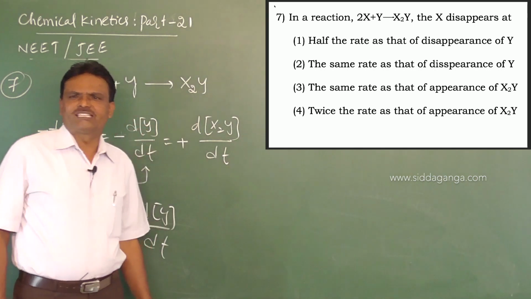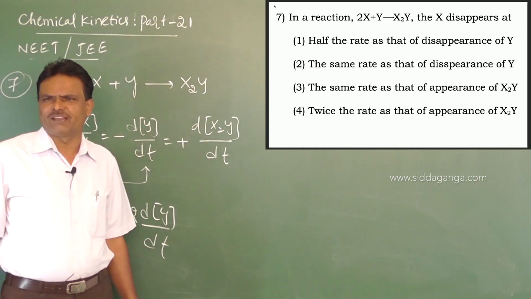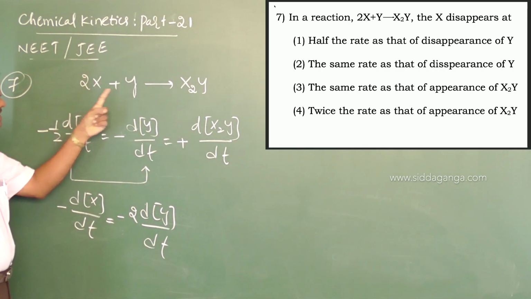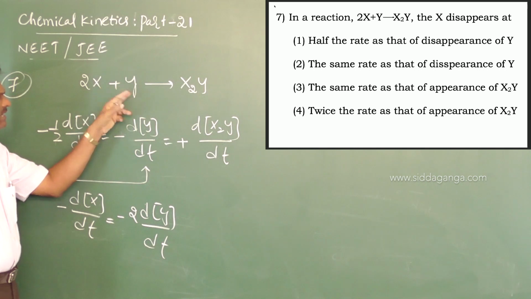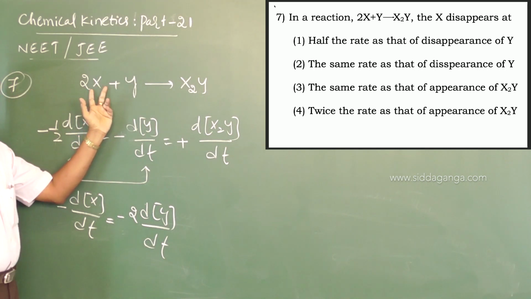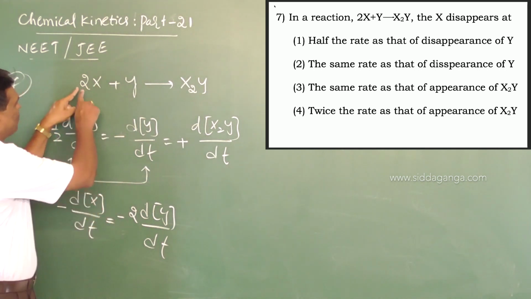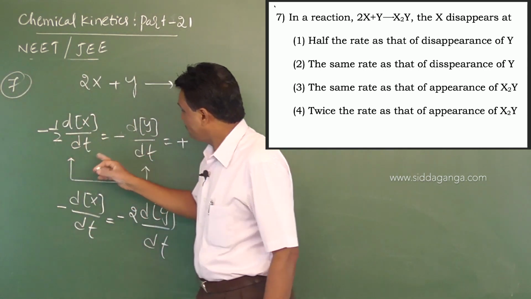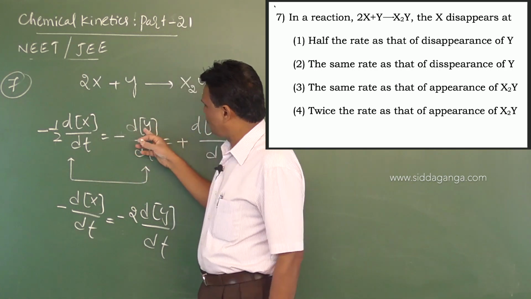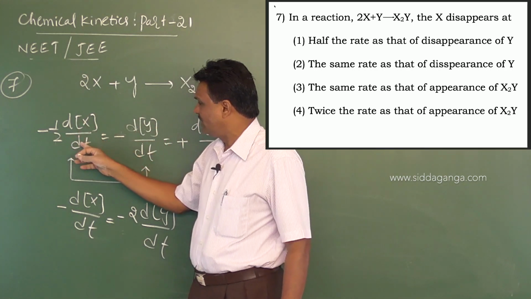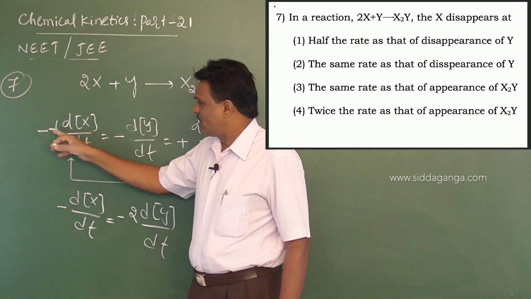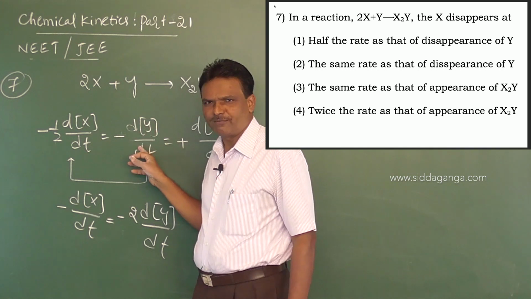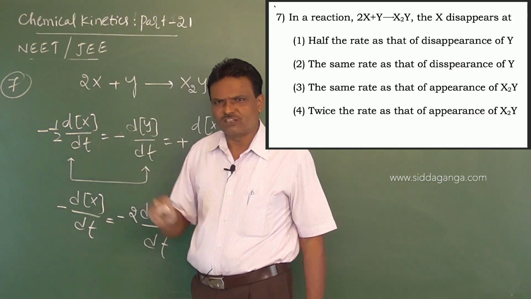Second option: no. Because there are 2 moles of x and 1 mole of y, in such cases there is no same rate. Because when the number of moles is the same, the rate is the same; here the number of moles is different. The rate of disappearance of y is half of the rate of disappearance of x, or in other words half the rate of disappearance of x is equal to rate of disappearance of y. That is why second option is also wrong.